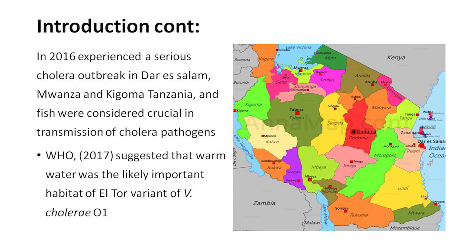In 2016, Tanzania experienced an outbreak in Mwanza and Kigoma, and fish were considered to play a crucial role in transmission of the cholera pathogen. WHO in 2017 suggested that warm water is likely an important habitat for the El Tor variant of Vibrio cholerae O1.